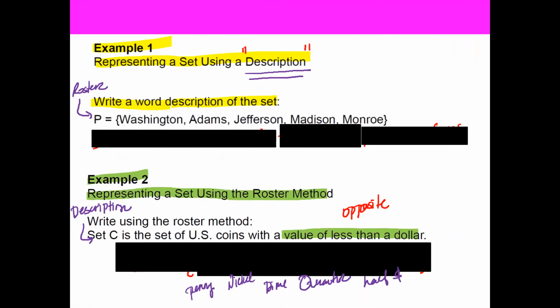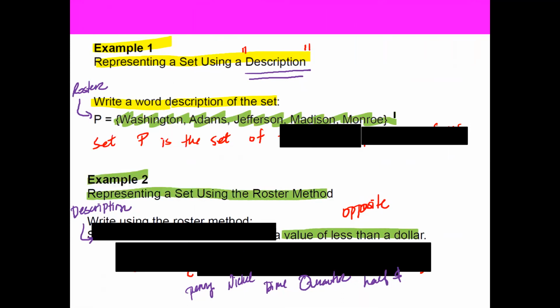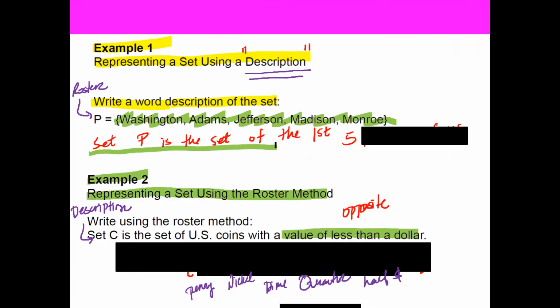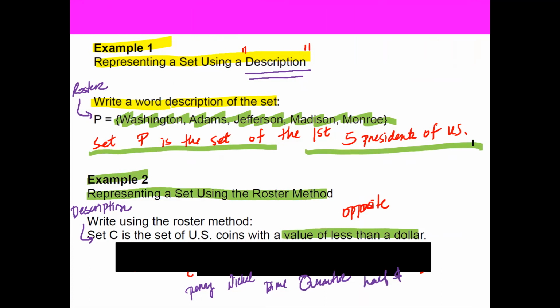So example 1. Write a word description of the set below. If you look at your set right here, you have Washington, Adams, Jefferson, Madison, Monroe. Hopefully you know that those are all presidents of the United States. So I could say set P is a set of the first 5 presidents of the United States.